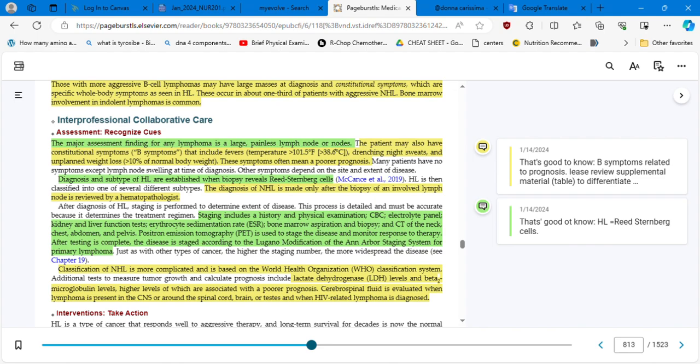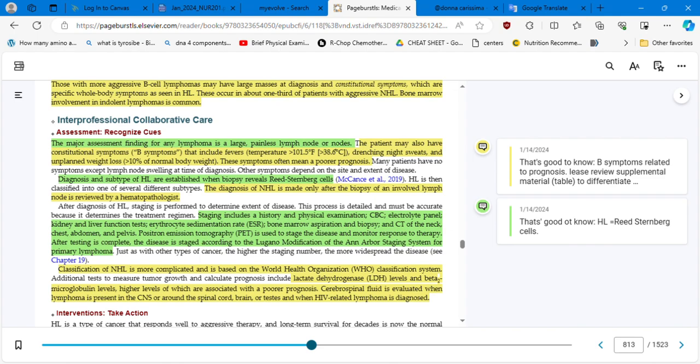The classic B symptoms, which are fevers, night sweats, and unplanned weight loss, sometimes more than 10% of normal body weight. And these symptoms often mean a poor prognosis. So whenever you conduct your assessment, you ask your patients within the last 6 months how many times have you developed fever, are you having night sweats, how often is this happening, did you lose weight, and was it intentional or unintentional.